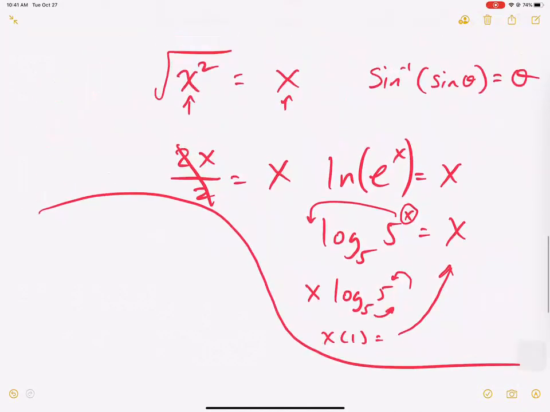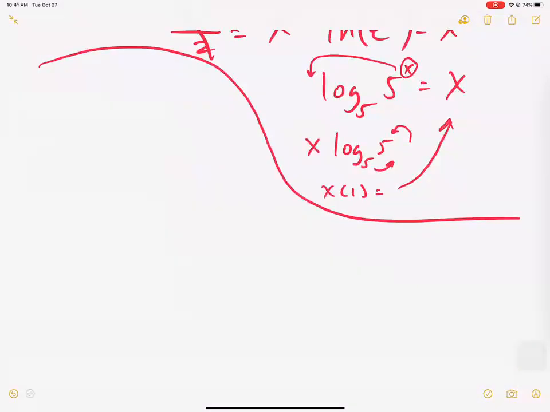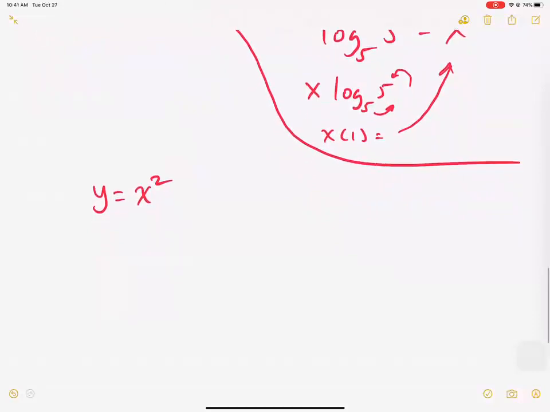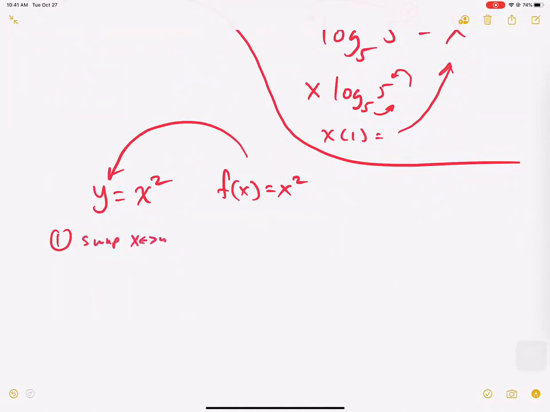Okay, so how do we create inverse problems? If I give you a problem, let's say y is equal to x squared, we had a couple of steps to make this an inverse. First, depends how you write it, if I write f of x, the first step would be changing it to y. Next step is you swap x's for y's and y's for x's. So this becomes x equals y squared.